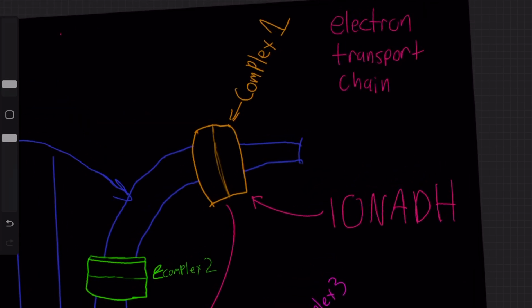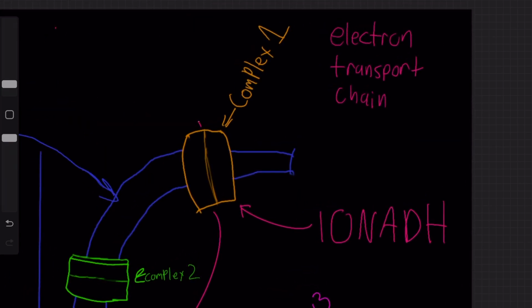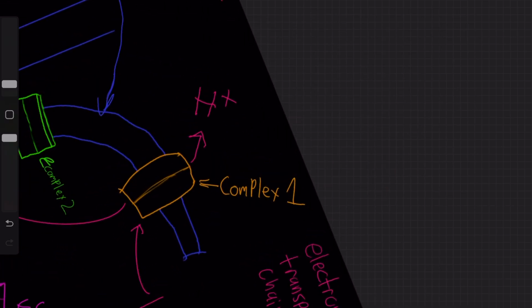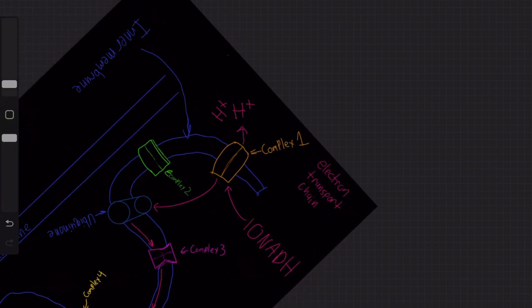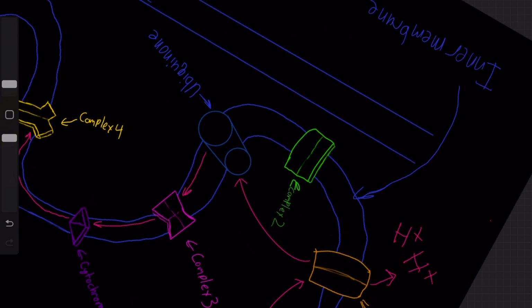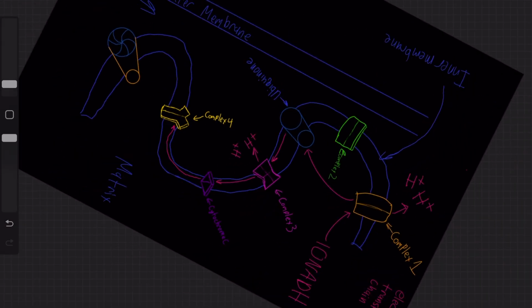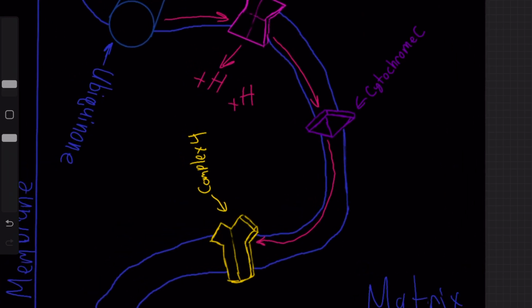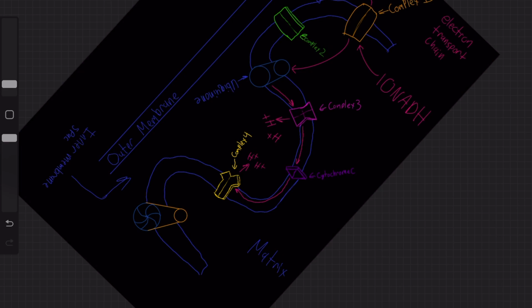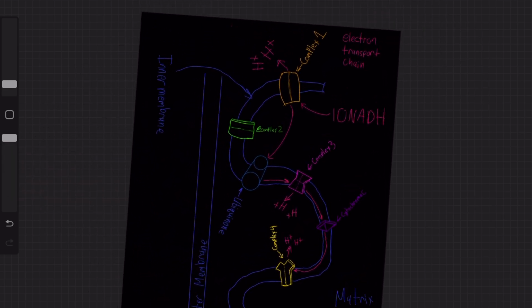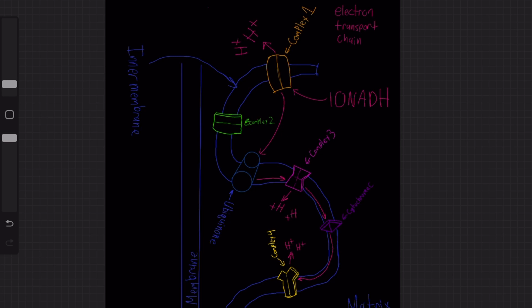Now, as this is happening, the NADH is shooting out hydrogen ions. Okay? Complex 1 shoots out hydrogen ions. Once it gets to complex 3, it shoots out hydrogen ions. Once it gets to complex 4, you guessed it, it shoots out hydrogen ions. We'll talk about what they do later. So that is all that NADH does.